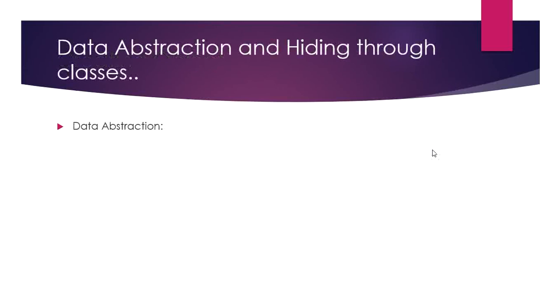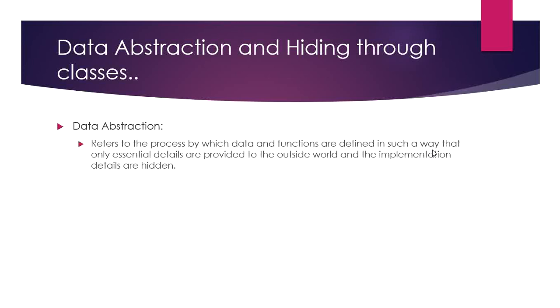Moving towards the next. The next is data abstraction and hiding classes. Data abstraction, what is data abstraction? The word only says how we extract the data which is inside the class. So how do we do that? Let's see the process. It refers to the processes by which data and functions are defined in such a way that only essential details are provided to the outside world and the implementation details are hidden.